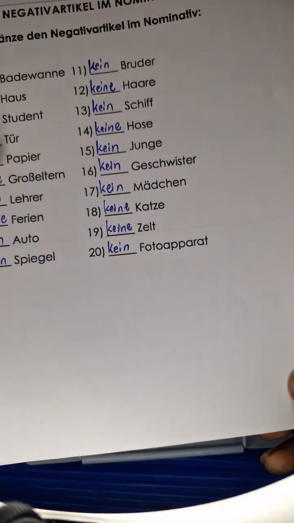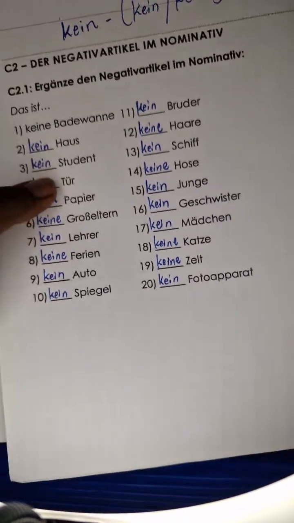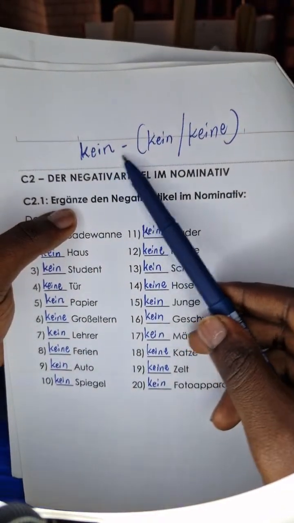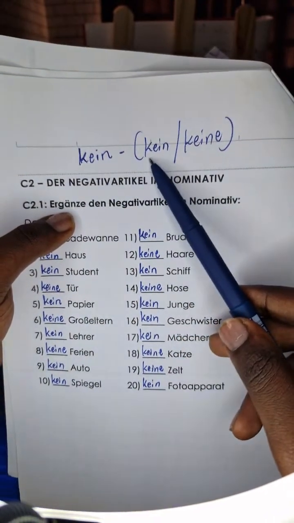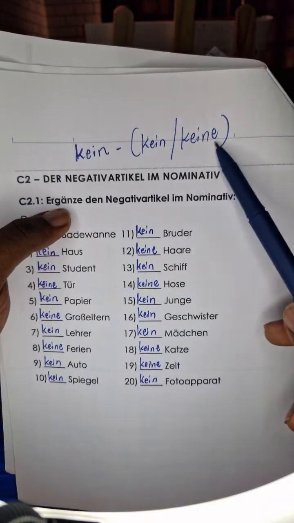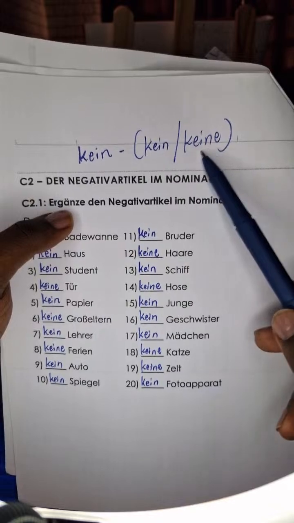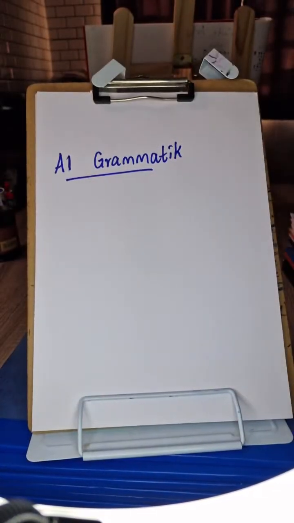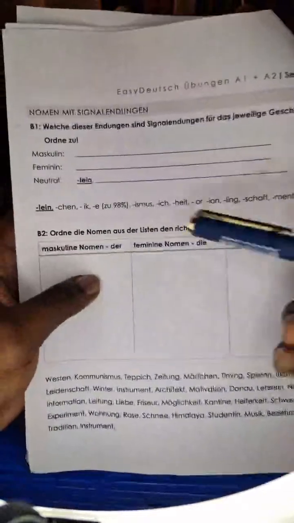Fotoapparat. Kein Fotoapparat. Okay? So, in retrospect, remember, kein means not or none. So if it's male or neuter, you use kein. But if it's female or plural, now we use keine. Okay? So that was on that number which was testing kein and keine. Now let's see the next number. What I did in the exercise is that they brought in a number of them to test your ability.